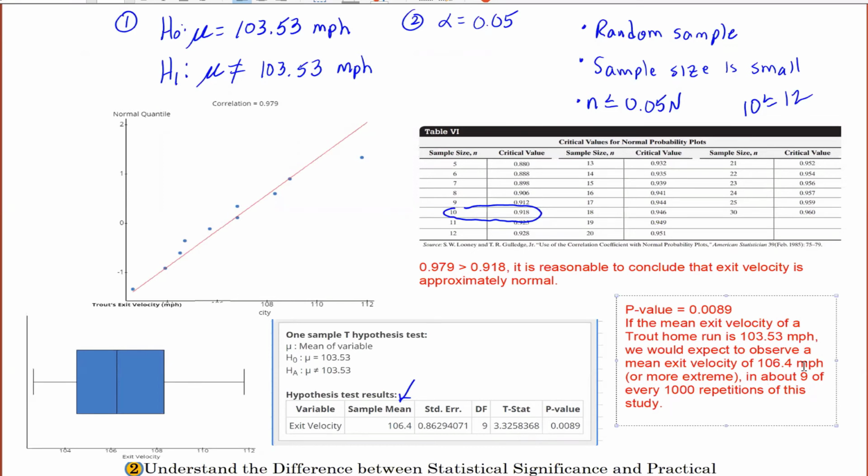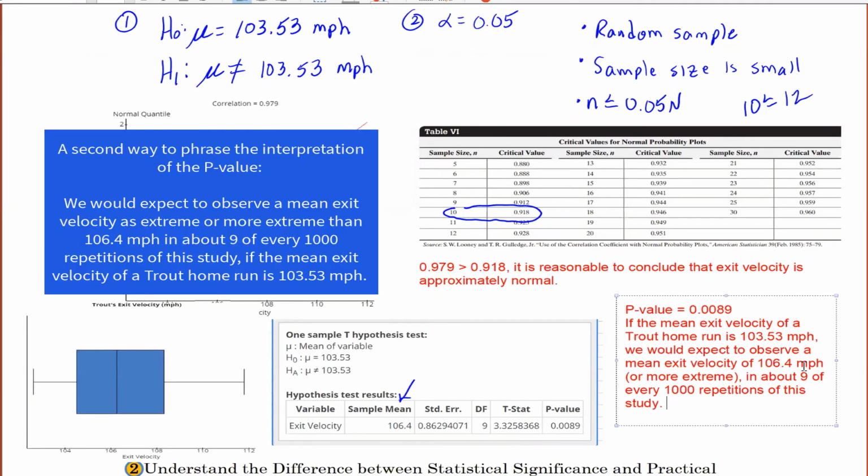The reason I say as extreme or more extreme than 106.4 miles per hour is because this is a two-tailed test. So in the two-tailed test, that's how you phrase it. You don't say 106.4 or higher because that would suggest we have a right-tailed test. So in the two-tailed test, always say as extreme or more extreme.